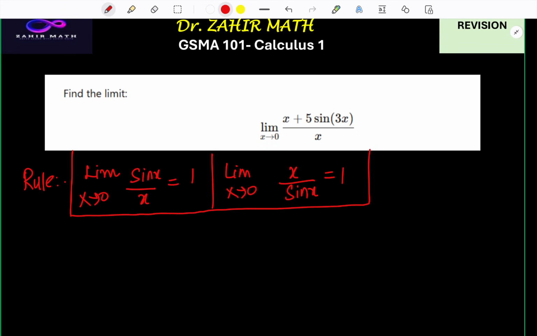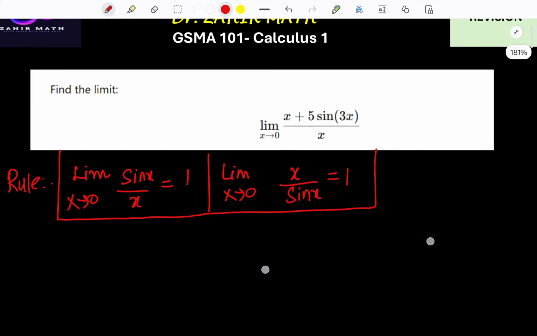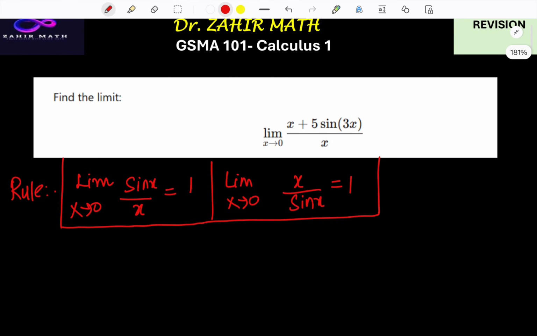In this video, we are going to do the revision for Calculus 1. The first module and the second part of 3 chapters from the second module we are going to revise. So let's start the revision. The first question is, find the limit as x tends to 0 of (x plus 5 sine 3x) over x.